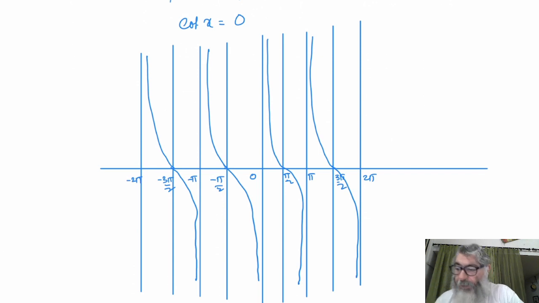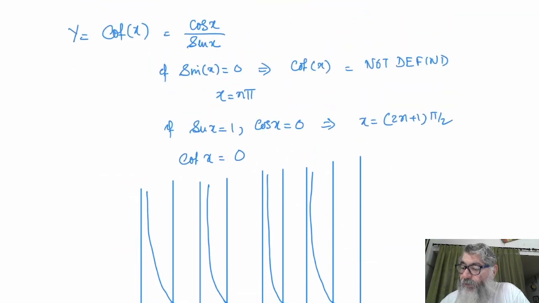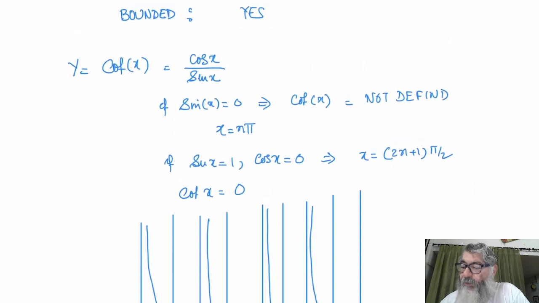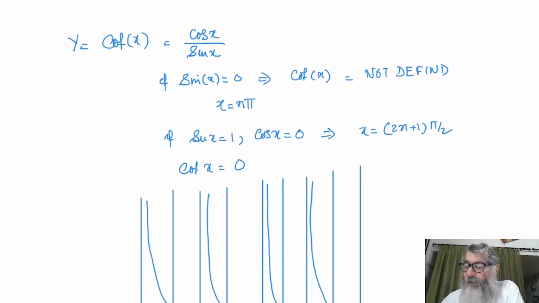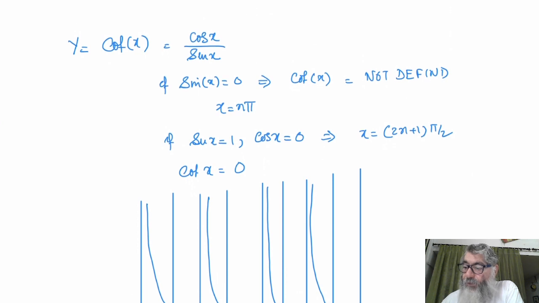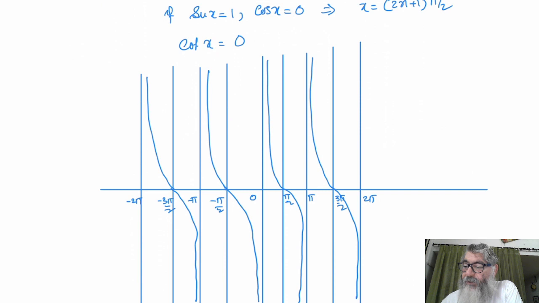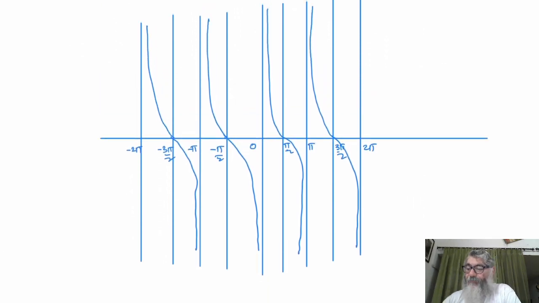It is passing through pi by 2, 3 pi by 2, minus pi by 2, minus 3 pi by 2, because at odd multiples of pi by 2, cos is 0 and sine is 1. So it is passing through these points because cot is becoming 0. This is the curve of the cot.